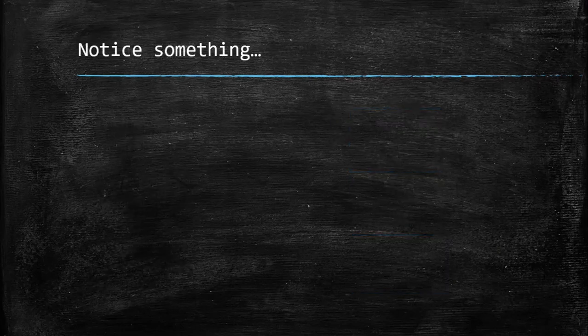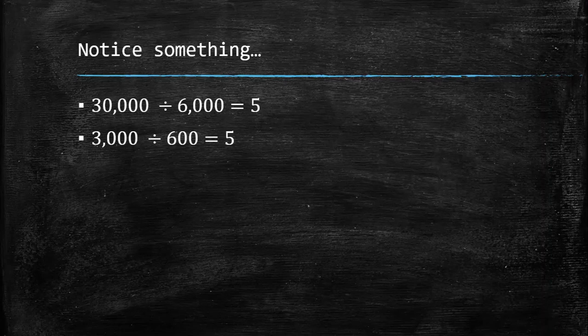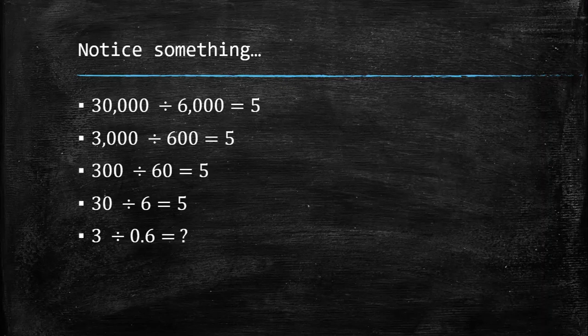Okay, before we move on to the next one, I want you to notice something. So get out your calculator, don't do this by hand, but 30,000 divided by 6,000 is 5. 3,000 divided by 600 is also 5. 300 divided by 60 is also 5. 30 divided by 6 is also 5. So what do you think 3 divided by 0.6 is? The answer is it's going to be 5.